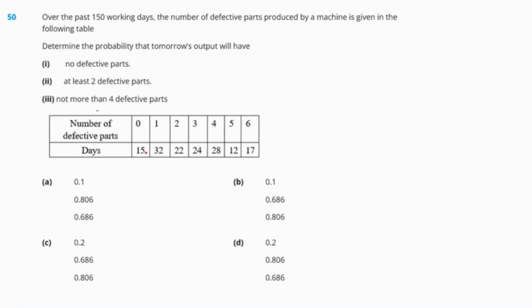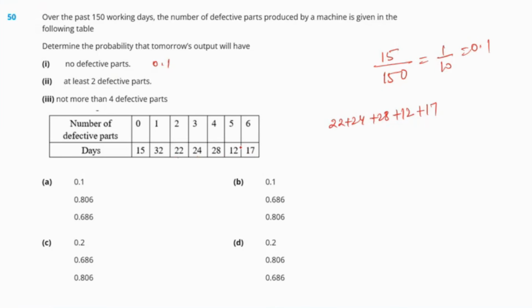No defective parts is going to be like 15 by 150. So that gives us 1 by 10. So that gives us 0.1. So first needs to be 0.1. At least two defective parts, which means it can be more than that as well. So 22 plus 24 plus 28 plus 12 plus 17 we need to add. So we will take 22, 24, 28, 12 and 17.